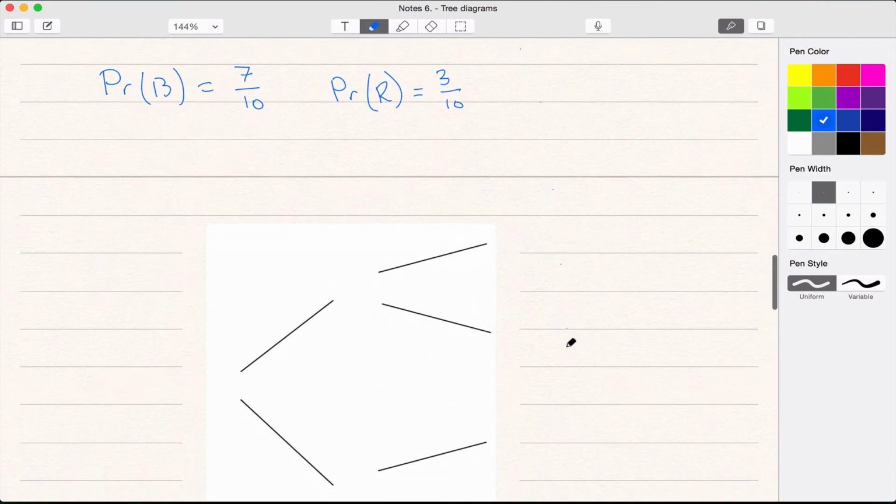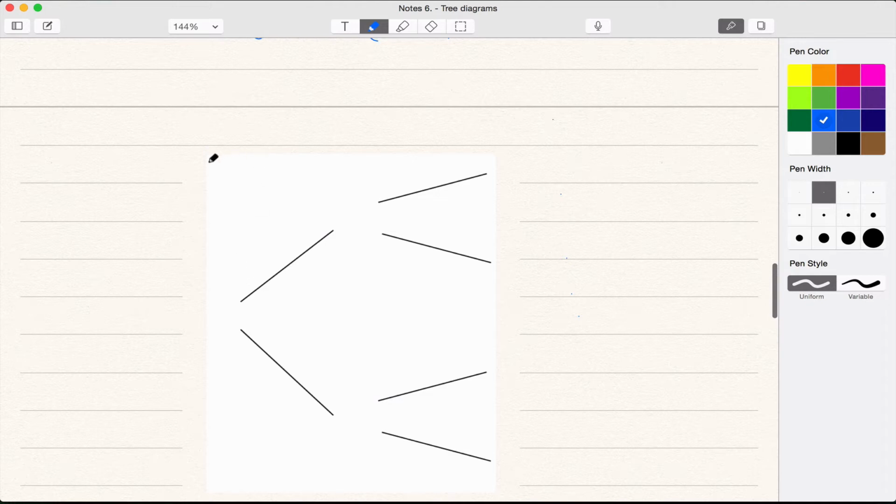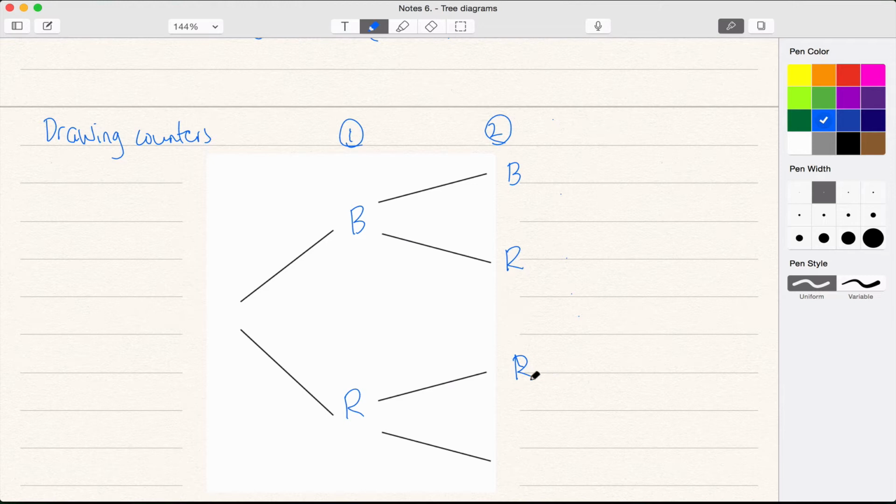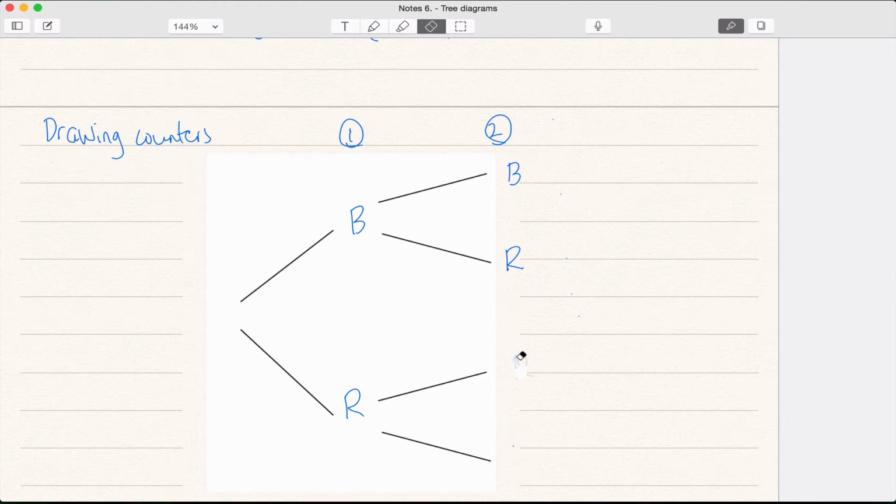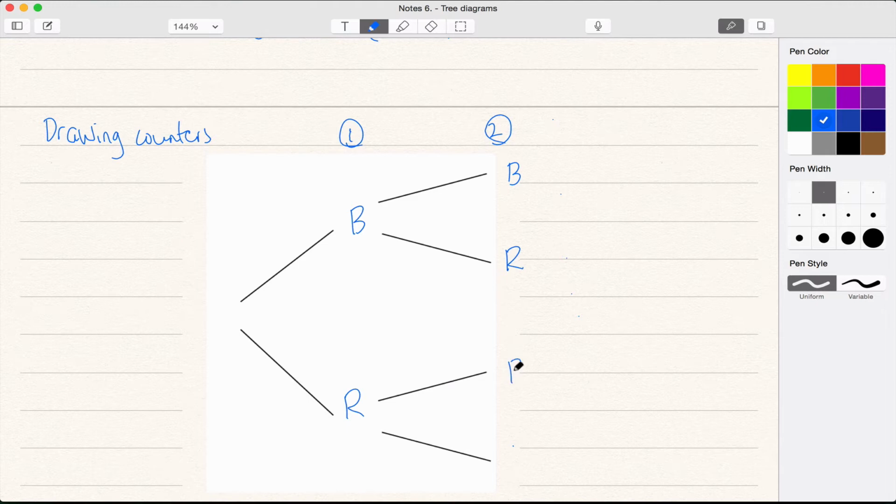Let's have a look and put in a tree diagram. So our event is drawing counters. This is our first draw. This is our second draw. On the first draw, we could get black, red. And after we get black, we could get another black, or red. Or we could get, after we get red, we could get another red. Actually, I'll make that black first. So it's in order, and red.